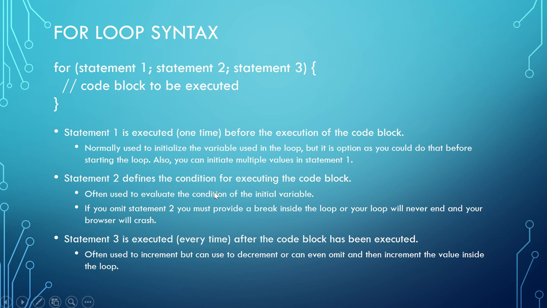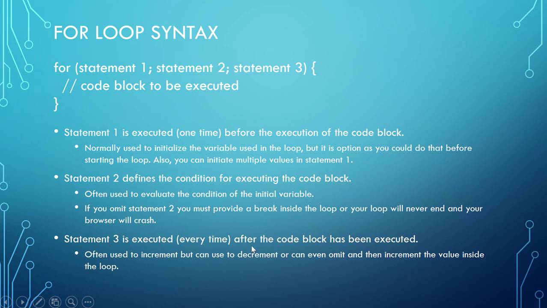Statement 2 defines the condition for executing the block. It's often used to evaluate the condition of the initial variable. If you omit statement 2, you must provide a break inside the loop or your loop will never end and your browser will crash. So you can't omit that one.